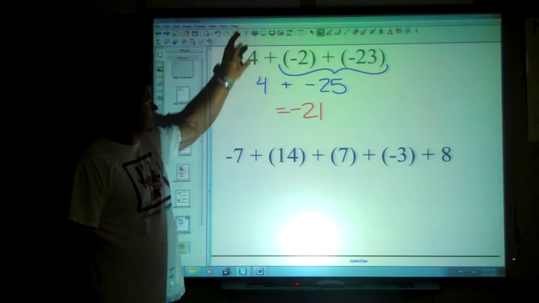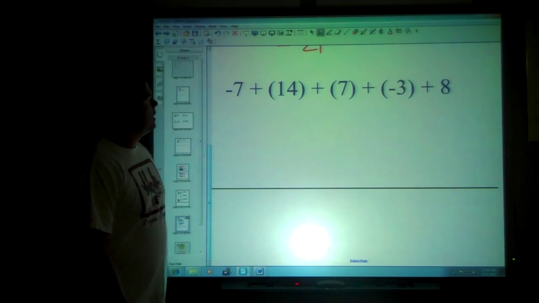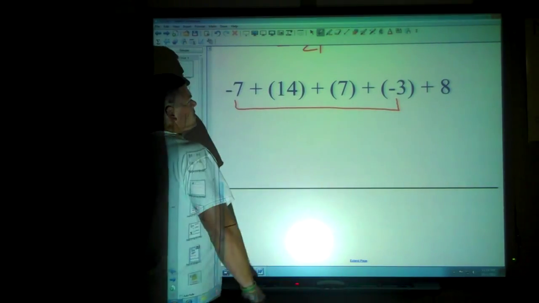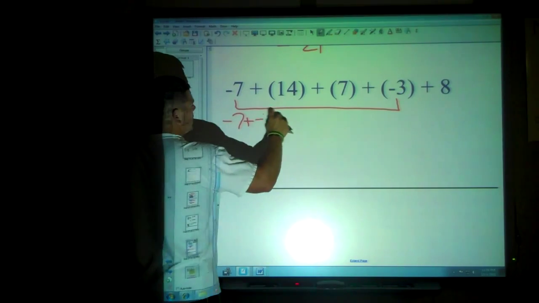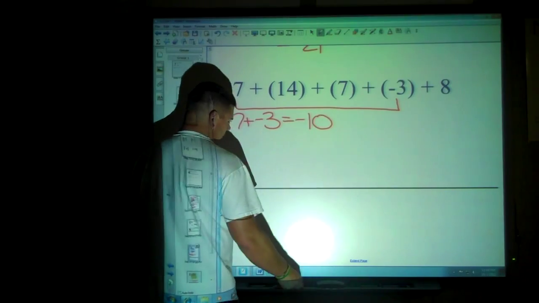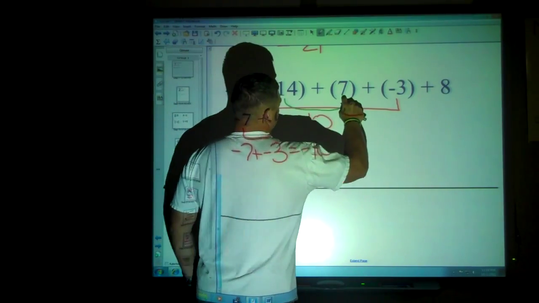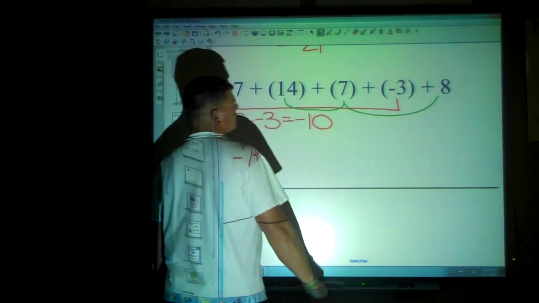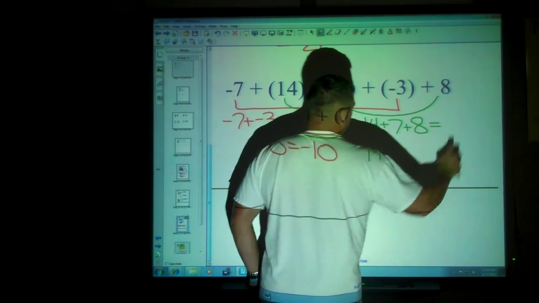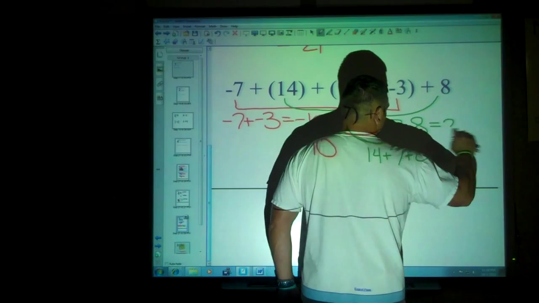And another one. Now it's really big. That's okay. Doesn't matter how many there are. Look at the problem and say, alright, these two are both negative. Negative 7 plus negative 3. Negatives plus negatives makes more negatives. And the negatives are the 14, the 7, and the 8. 14 plus 7 plus 8. Well, you just add positive numbers like you would any other positive number, so you end up with 29.